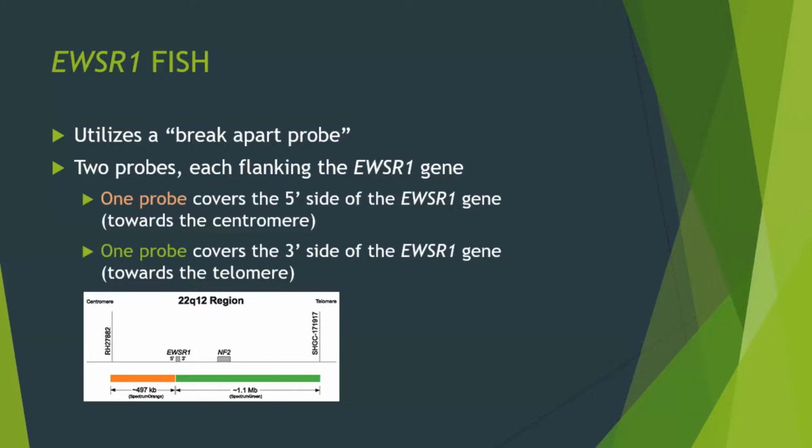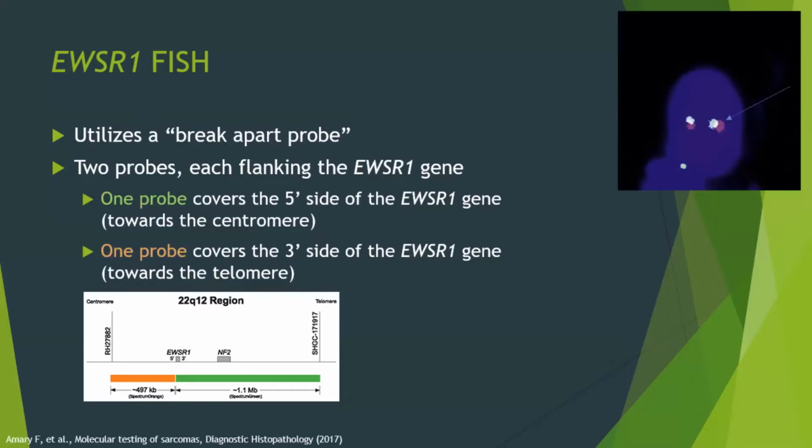Now, EWSR1 FISH utilizes a so-called break-apart probe. With the break-apart probe, your probes target the flanks of the gene. So this is an example of a commercial kit for EWSR1 FISH. One probe covers the 5' side of the EWSR1 gene towards the centromeric end, while the other probe covers the 3' side of the EWSR1 gene towards the telomere.